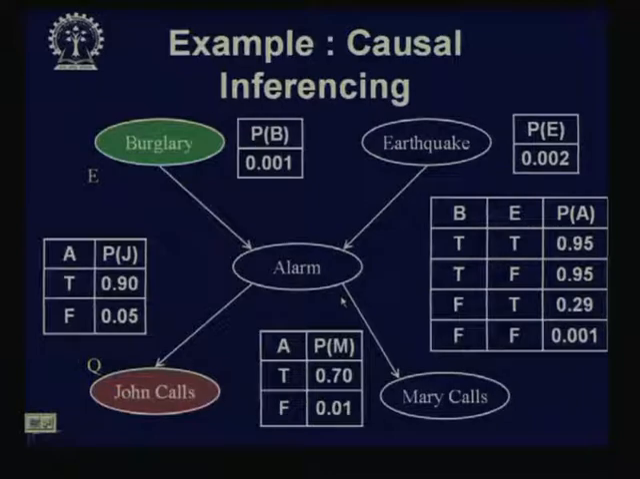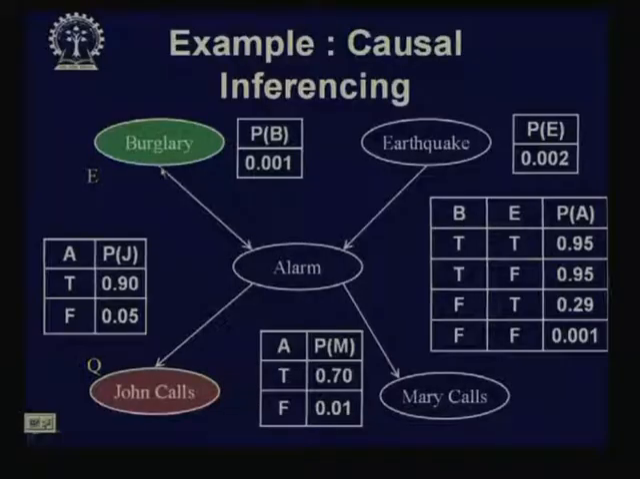Now, I will show you one simple example. We have shown 4 types of inferencing. I will first show you an example of causal inferencing and leave diagnostic inferencing for you to do. What does causal inferencing mean? I know that there has been a burglary, I know the cause, and I want to find the probability of the effect. That is my query. This green part, burglary, I know has occurred. That is my evidence, and I want to know the probability with which John called.